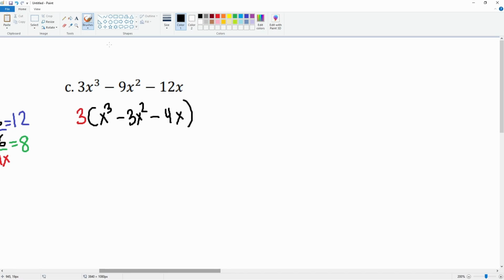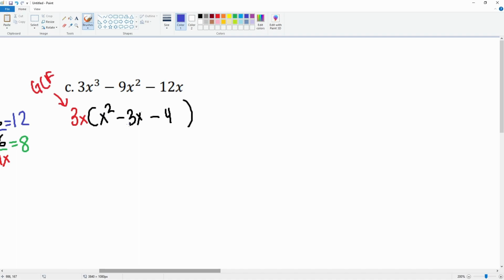Notice there's something else. Notice there's an x that is in common with everything. So what I'm going to do now is pull out a 3x. Okay? If I pull out a 3x, this no longer is an x to the third. It's x squared. The x squared becomes an x, and we pull out an x here, so it becomes a 4. So this is that GCF. The GCF here is really 3x.